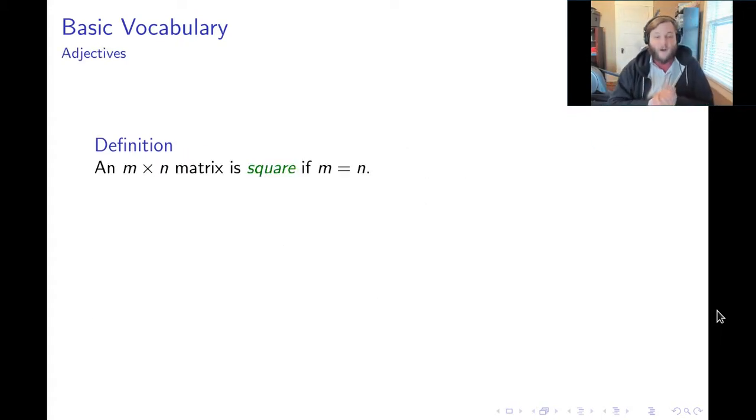Okay, so what I want to do now is start to describe some adjectives that describe matrices. We're going to use language to describe matrices a lot, so I want us to familiarize ourselves with some of the basic language. Our first adjective is the adjective square. We say that an m by n matrix is square if m equals n. If you think about what this means for a moment, all this means is that the number of rows in the matrix is the same as the number of columns.